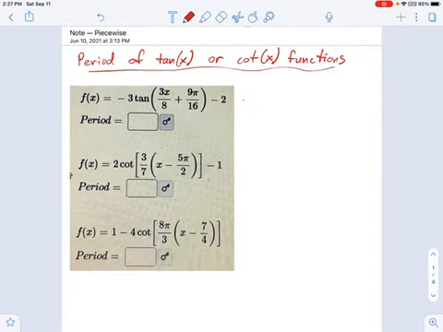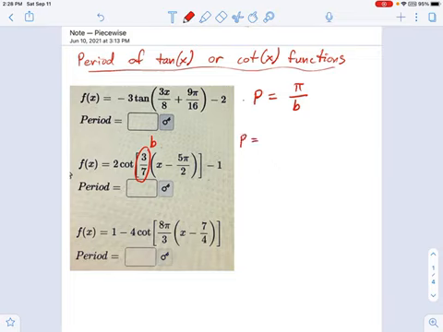And what we do, we still look at b right here. I'm going to pick on this one because that's got a nice obvious b that I can use. You still use b, but the new formula is this. You say p equals pi over b. And that should set off some alarm bells because we're used to it being 2 pi over b. Well, for tangent and cotangent, it's pi over b. So let's go through this example with 3/7 and see what that would be.